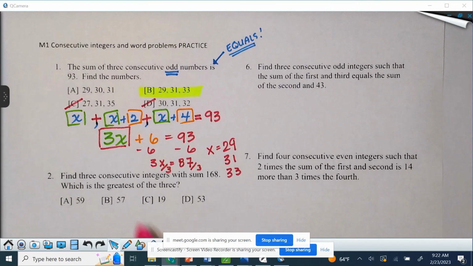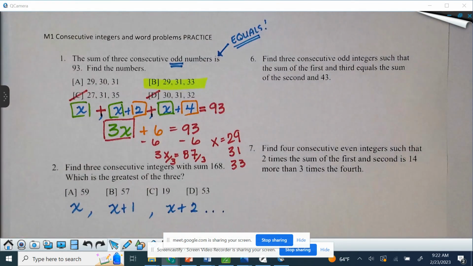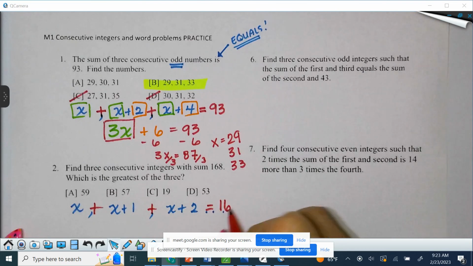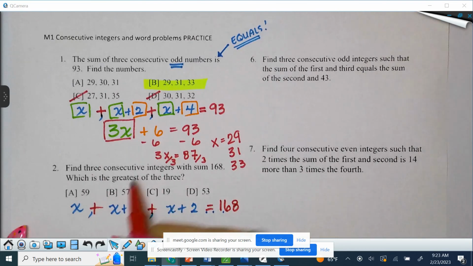So number 2 is going to be exactly the same, 3 consecutive integers, except there's no odd or even. So 3 consecutive integers. So since there's not even, we're going to do x as one of them, x plus 1, and x plus 2, because then we could go on if we needed to do. So numbers right in a row, x plus 1, x plus 2. And then the sum, which means we're going to add them, is 68. So we would add the addition is 168, which is the greatest of the 3. So the greatest of the 3.